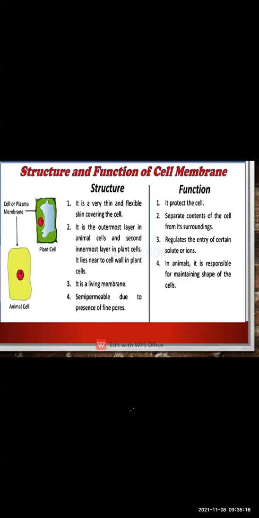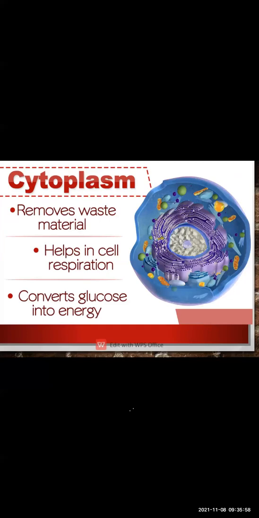Now here you can differentiate, and you can learn more about the cell membrane. The cell membrane is thin and flexible. It is the outermost covering of the animal cell, and it lies near the cell wall in the plant cell. Then what is the function of the cell membrane? It protects the cell. It separates the connected cell from the surroundings, and it regulates the entry of solute ions, that is entry and exit, and the exchange of gases and water that takes place in the cell membrane. Okay, then next comes cytoplasm.